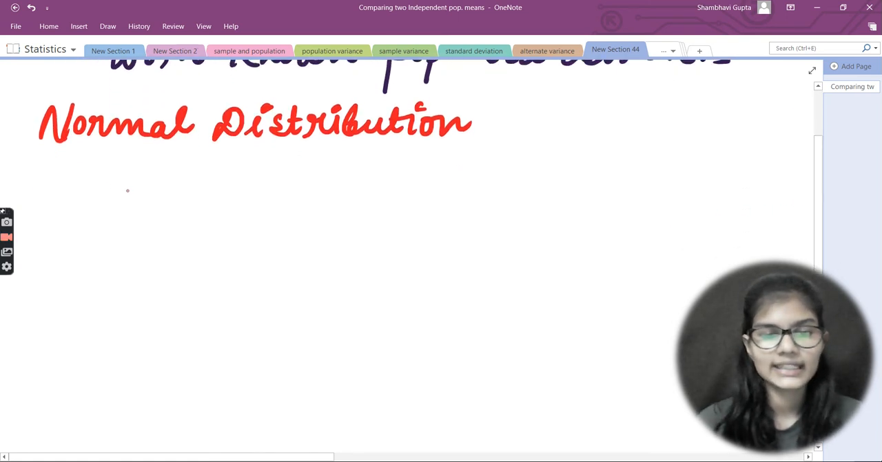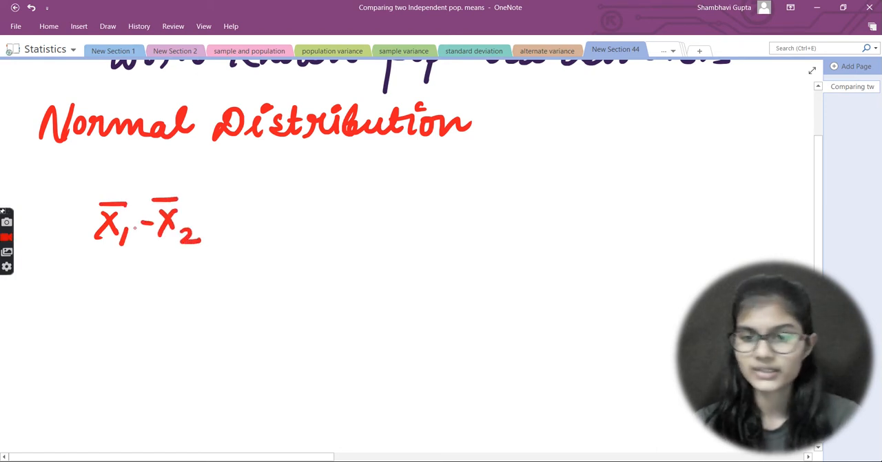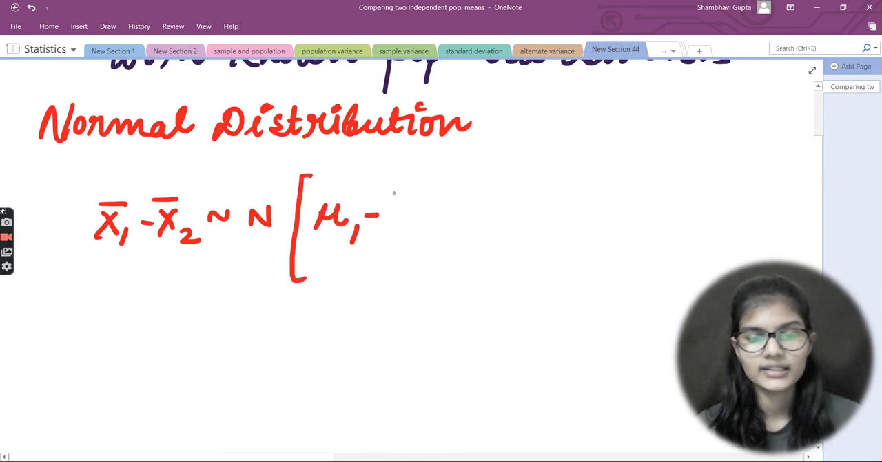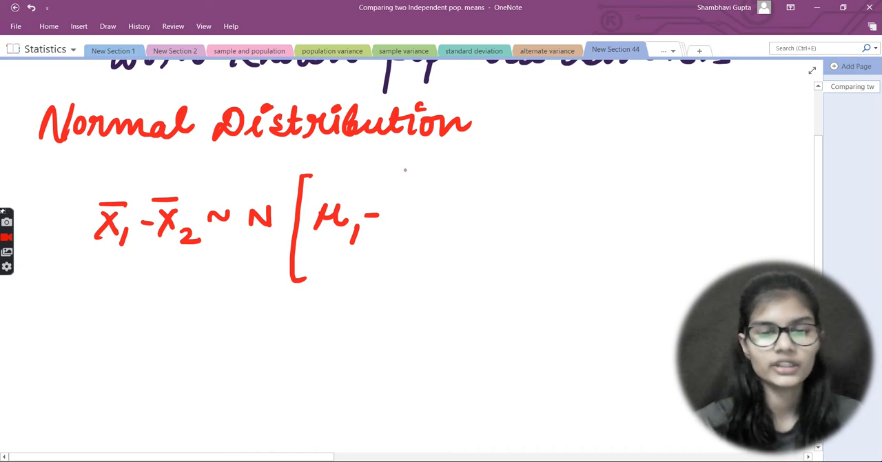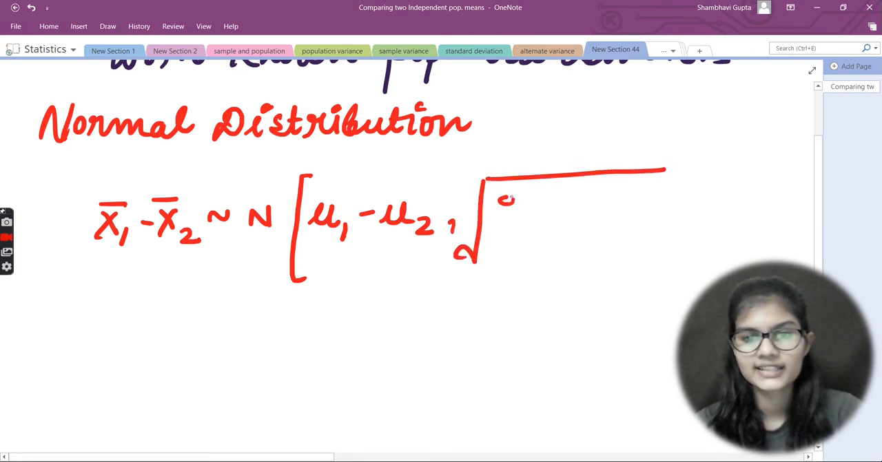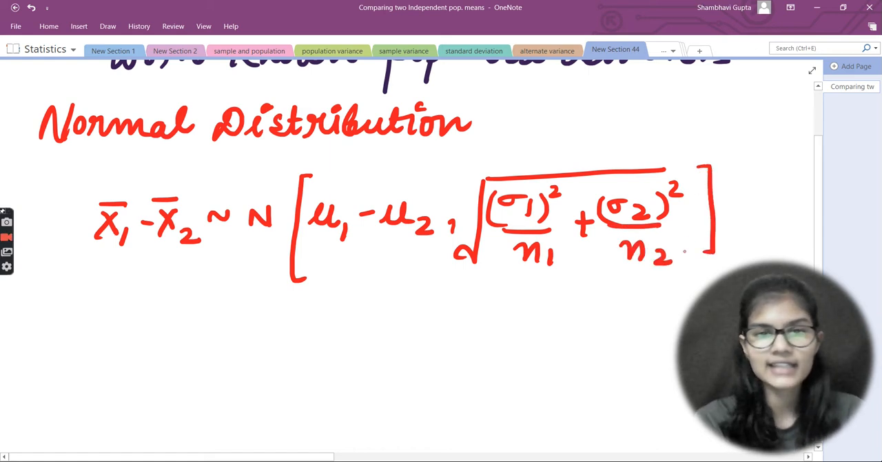Now what's the formula for this? The formula is x1 bar minus x2 bar, which I just told you is a random variable, which is approximately equal to capital N of mu1 minus mu2. Actually, here we have mu1, not u1, just one second, minus mu2, comma, then we have the square root of sigma 1 squared upon n1 plus sigma 2 squared upon n2, right? So these are the things we have here.